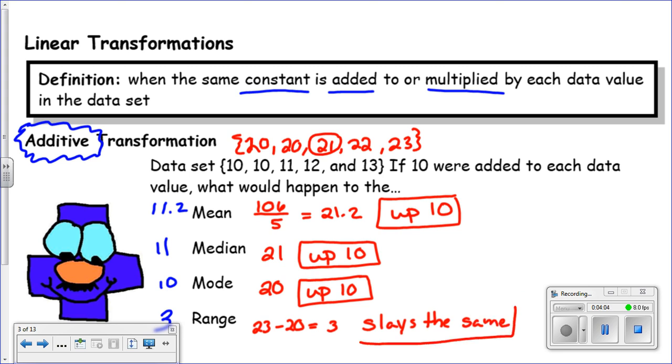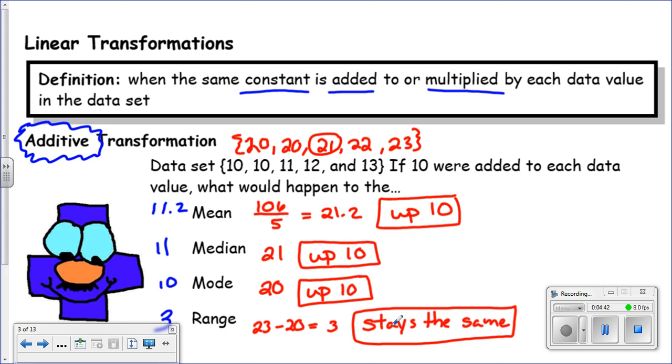So here's what this means. Anytime you add or subtract to the set of data, if you add something to the data, then the mean, median, and mode will all go up that amount. If you subtract from the data set, the mean, the median, and the mode will all go down by that amount. However, the range is going to stay the same. If you think about the range being the highest minus the least, if both of those numbers are shifted the same amount, whether you're shifting higher or lower, it shouldn't matter. Your range is going to stay the same.